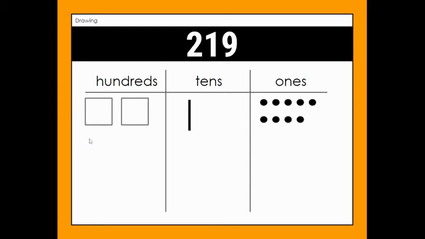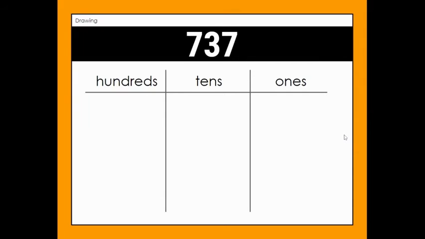All right, let's count our number all together. Ready? 100, 200, 210, 211, 212, 213, 214, 215, 216, 217, 218, 219. All right, now I want you to try this one with me.